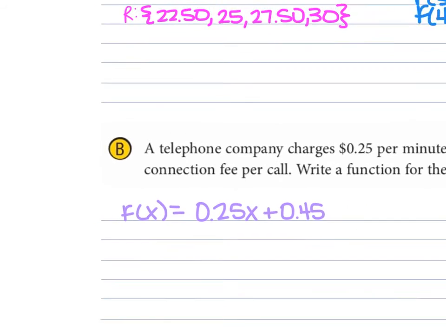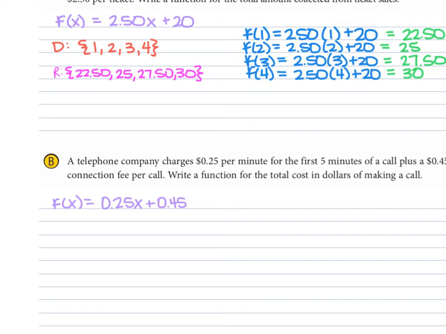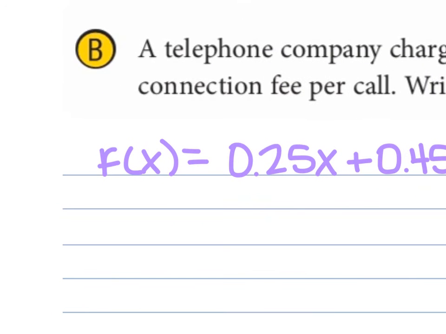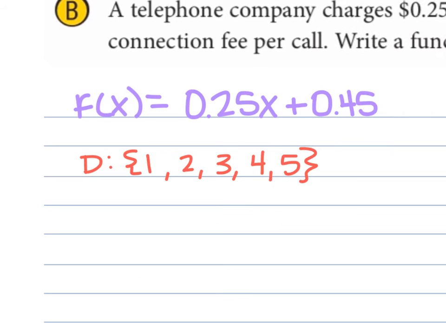So from here, we want a function for the total cost of making a call. We can do one with 1 minute, anything from 1 to 5 minutes, for the first 5 minutes. So our domain is going to be 1 through 5. Domain is 1, 2, 3, 4, and 5. And then our range is going to be those values that we get when we solve this.